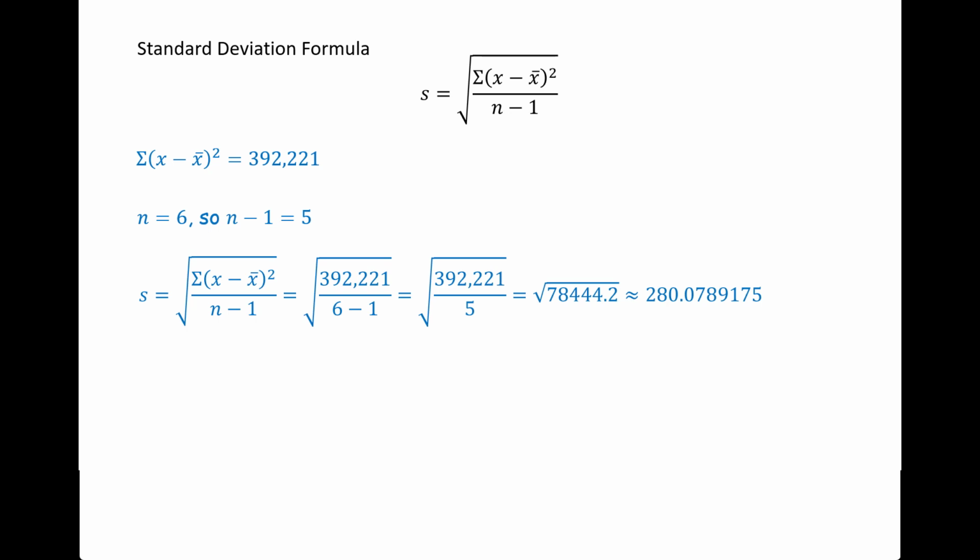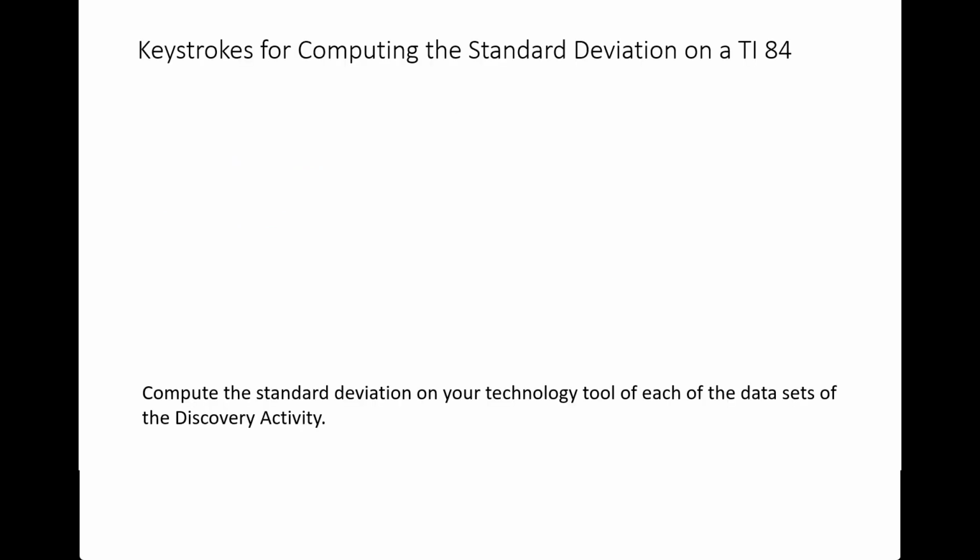That's approximately equal to 280.0789175. The standard deviation is $280 and about 8 cents. Don't you agree that this was a tedious set of steps? Fortunately, your TI-84 has a feature that lets you compute the standard deviation pretty straightforwardly. So let's work on learning those keystrokes.